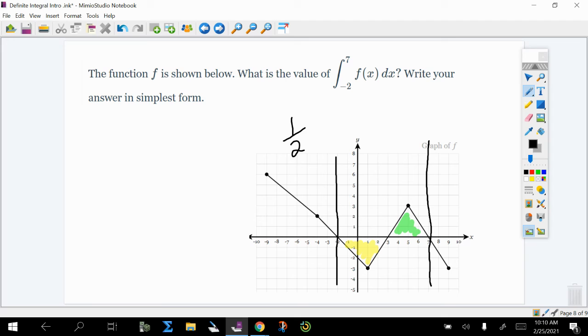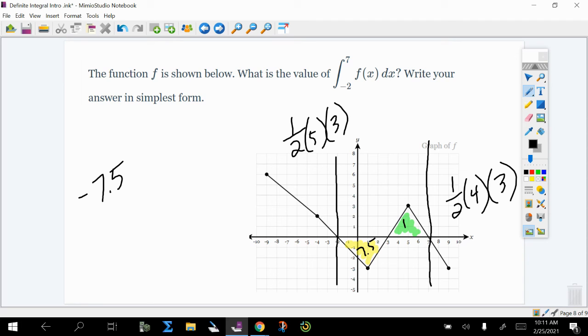I'll do the yellow one first. My base is 5 and my height is 3. So I get half of 15, which is 7.5. Notice that it is located underneath, so I am going to consider it as a negative value because of the location. And then 1/2 base times height, 1/2 of 4 times 3 is 6. That one's positive. So my final answer is actually only -1.5 because we had 1.5 square units more underneath than we do above the axis.